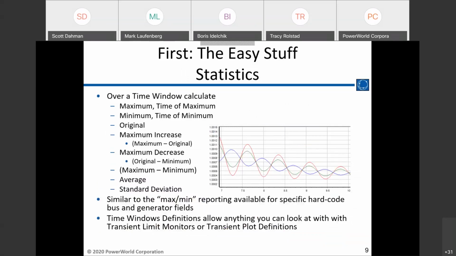So first, the easy stuff. I don't even really need to explain this. You can imagine you've got a time series. I just want results that tell me what is the max value, what is the min value, what is the max increase, what's the min increase, what's the average, what's the standard deviation, and just spit that data out into a table. So that's the first thing that we do.